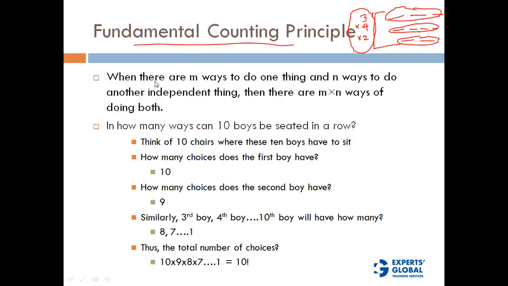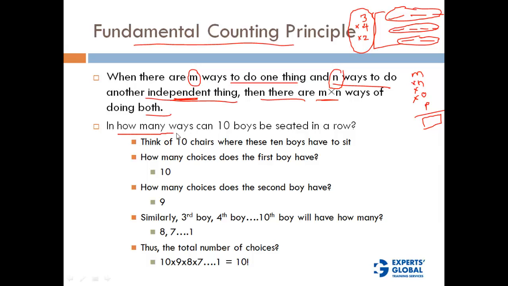And that is exactly the fundamental counting principle. What it says is, when there are m ways to do one thing and n ways to do another independent thing, so there are 3 ways of watching a movie and 4 ways of having dinner, and these decisions are independent, then there are a total of m into n ways of doing both. We can just extend it. If you have more choices to make, one choice can be made in m ways, another in n ways, a third in o ways, a fourth in p ways. All you have to do is multiply, and that is the number of choices you have overall. So this is the fundamental counting principle.